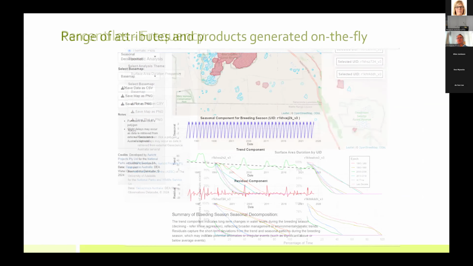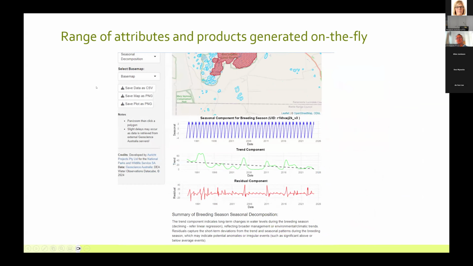That's all generated server side through analytics at the back end, and then just rendered through a browser on screen. A range of the actual products and attributes that we deal with. Again, you can stratify things to a user-defined season, run seasonal decomposition, and then generate some auto-generated narrative based on some business rules that you set up.